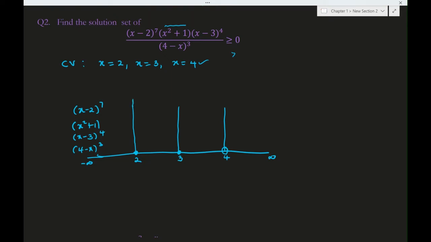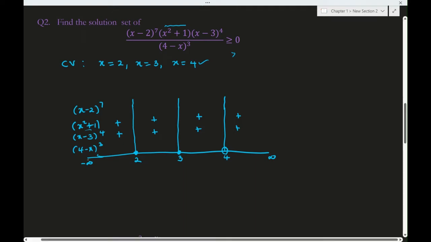So we can make this table easier if we look at this one. The even powers will be positive in all the intervals because the power is 4. And also this second term, which is x squared plus 1, is always positive. So this is going to be positive, positive, positive, positive as well. It doesn't matter what x is. If x is negative, by the time you square it, it's positive. And you're adding 1 again. So it's always positive. So we have reduced the factors now.